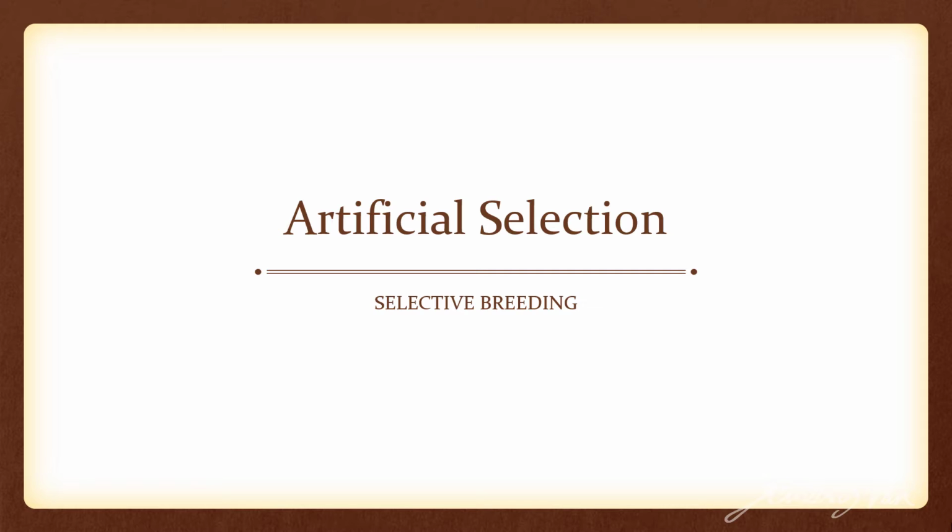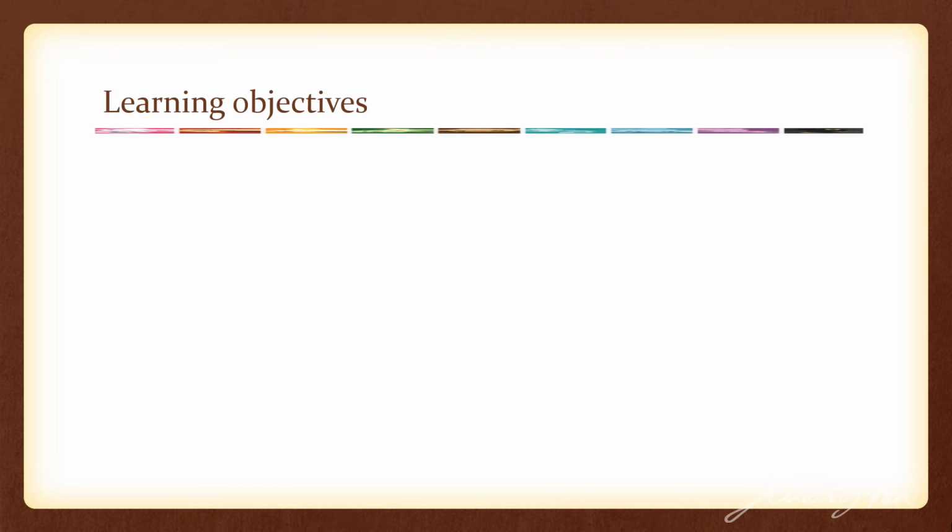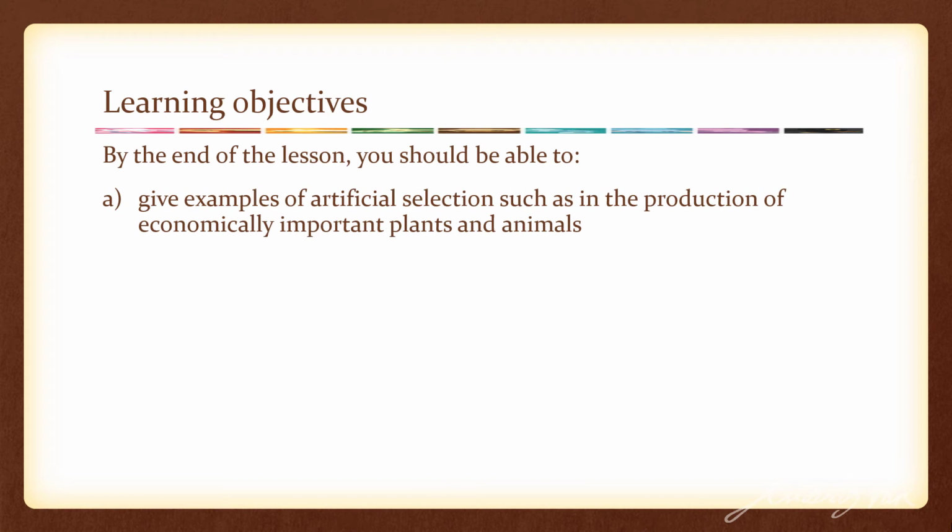Now, in this video, we are going to learn something that is different. The selection is not done by nature. It is done by human, and we call it artificial selection. By the end of this lesson, you should be able to give examples of artificial selection, such as in the production of economically important plants and animals.